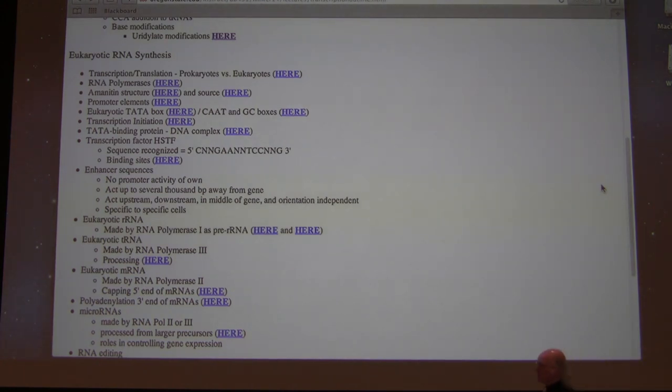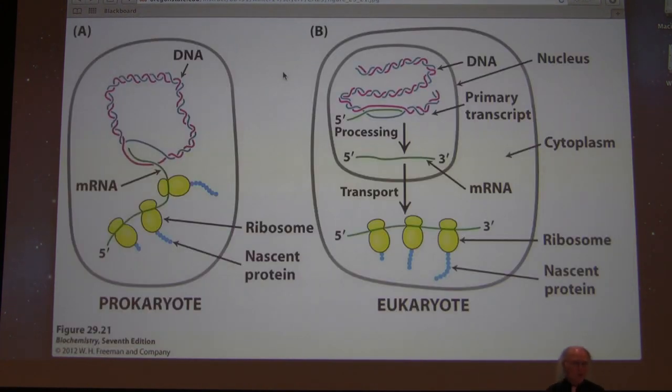What I want to do right now is talk about transcription in eukaryotes again in a very general sense. This is illustrated here, where we compare the process of transcription in a prokaryote versus a eukaryote. And they are very different, because eukaryotes have organelles. The process of translation occurs in a eukaryotic cell in the cytoplasm, but the transcription that makes the RNA is occurring in the nucleus. So we see a physical separation of transcription and translation in eukaryotic cells, and there's no physical separation in prokaryotic cells.